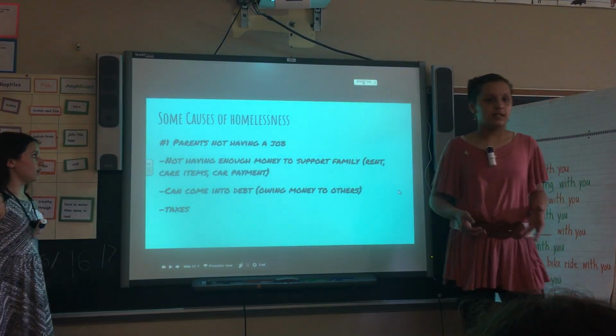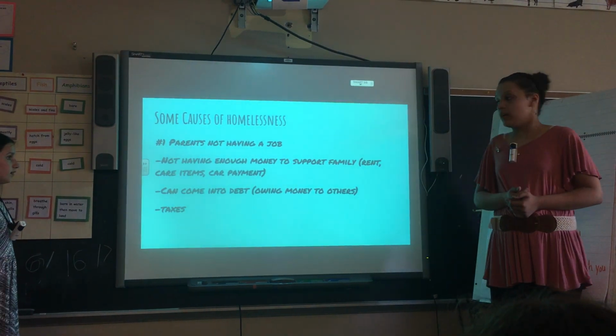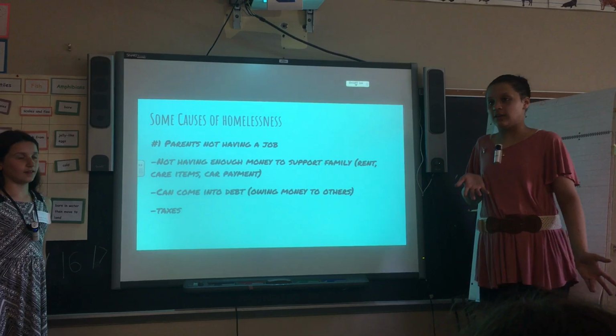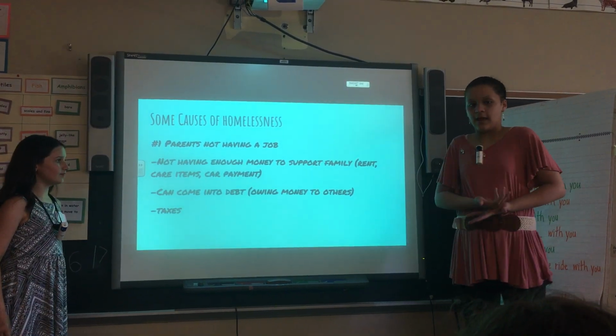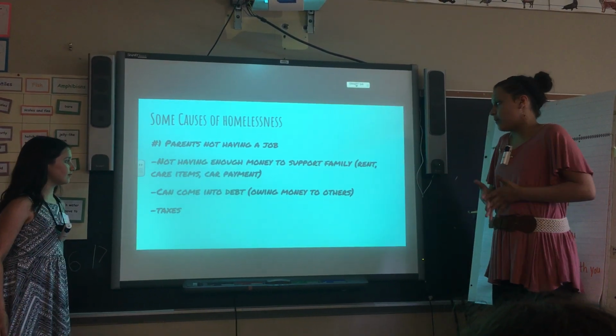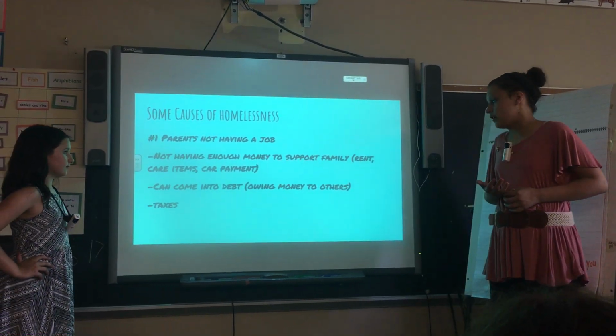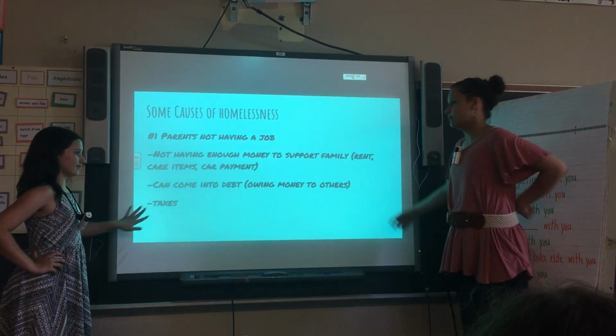Some causes of homelessness. Number 1, parents not having a job. Not having enough money to support the family, and they can't really pay rent, care items, or car payment. They come into debt, which means owing money to others, and their taxes can pile up.